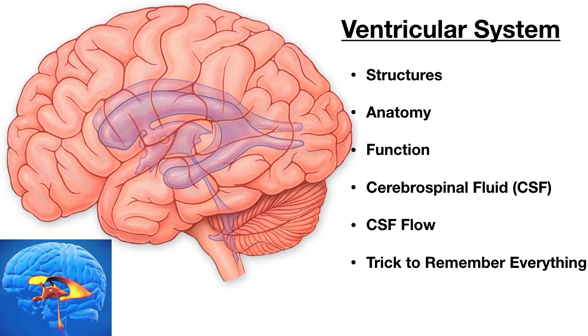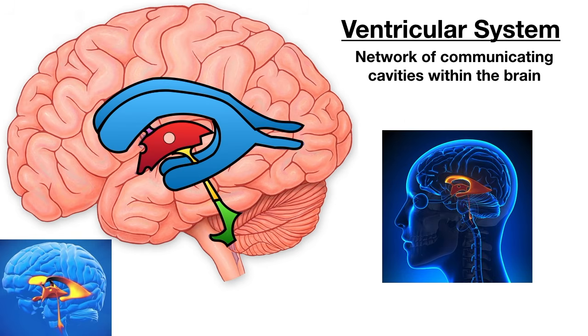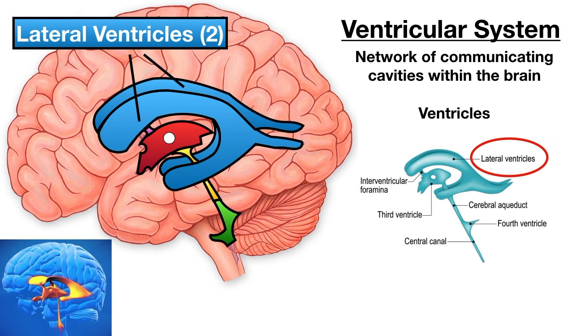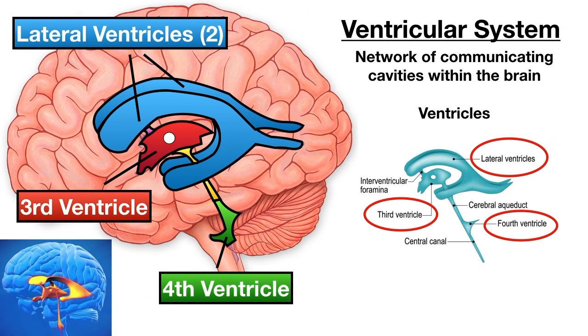The first thing we have to do is ask ourselves, what is the ventricular system? The ventricular system is a network of communicating cavities within the brain. The main structures that make up this system are highlighted in the images. These cavities are known as ventricles, and there are a total of 4 ventricles we're going to be talking about. There are 2 lateral ventricles, a 3rd ventricle, and a 4th ventricle.